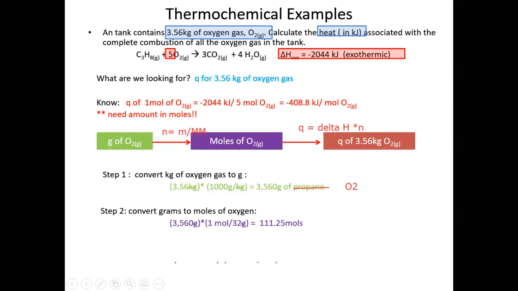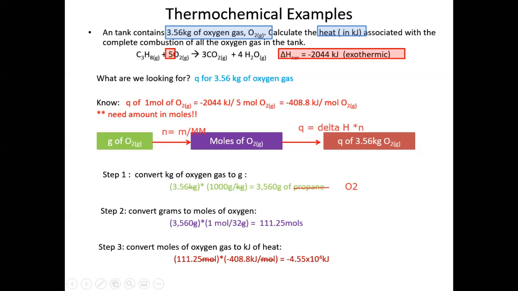Now we can take the mass of O2 and convert it to moles. So we have 111.25 moles of O2. Now notice this is bigger than 1, so our answer should be greater than 408 kilojoules, because 1 mole of O2 produces 408.8 kilojoules. And we have 111.25 moles of O2, so this is going to produce a lot more heat than just 1 mole. To find the heat, we take the moles times the delta H, and we get the amount of heat produced. So about 45,500 kilojoules of heat is produced from this reaction. Again, remember Q equals delta H times n.